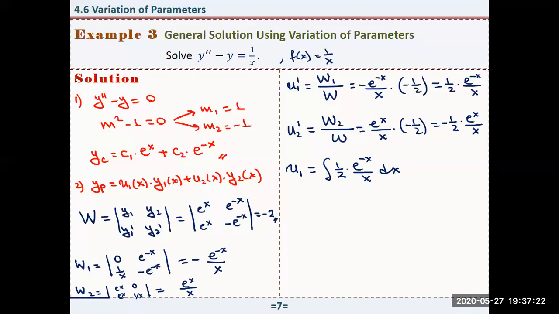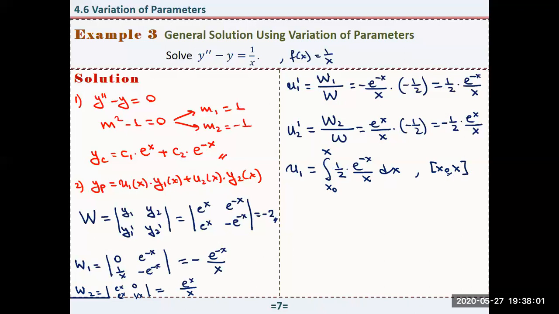We need to mention that when we are integrating this, we have to make sure that the interval we are integrating over should not contain 0 because of this x. Either we can just mention that any interval we're integrating this function over does not contain 0, or I can put integral limits here. That means we are integrating this function over the interval from x sub 0 to x, and 0 is not here.